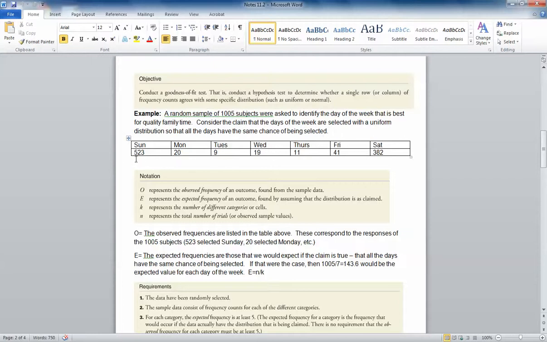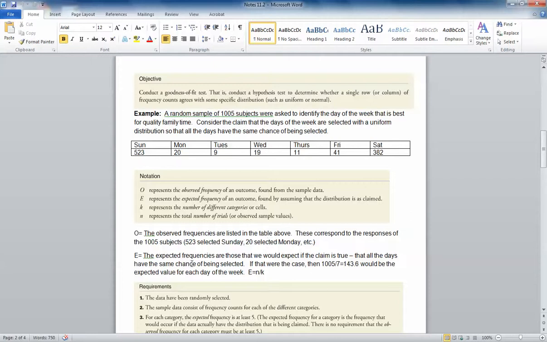So the table that we have, these are the observed values. These are the actual responses. Our notation O represents observed frequency. E represents what we would expect, found by assuming whatever distribution. In this case, it'll be uniform. K represents the number of different categories or cells, and N represents the total number of trials or observed sample values. So O, the observed frequencies, are listed in the table.